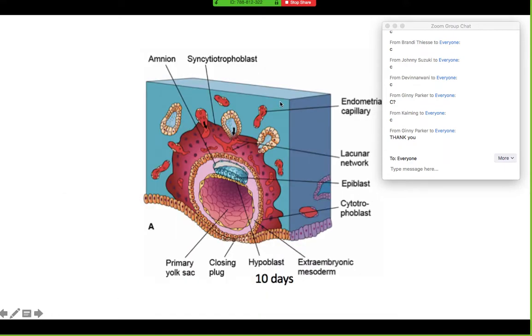All right, and then I put this picture in here. If you want one picture to study from, I think this was the best one in his slides because it shows you everything: syncytiotrophoblast, cytotrophoblast, the amniotic cavity, hypoblast, epiblast, so there's your bilaminar germ disc, and then the primary yolk sac.